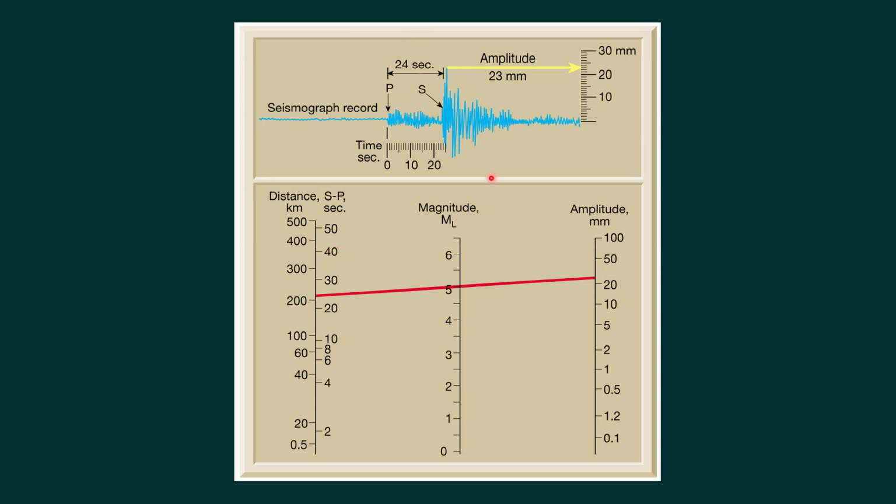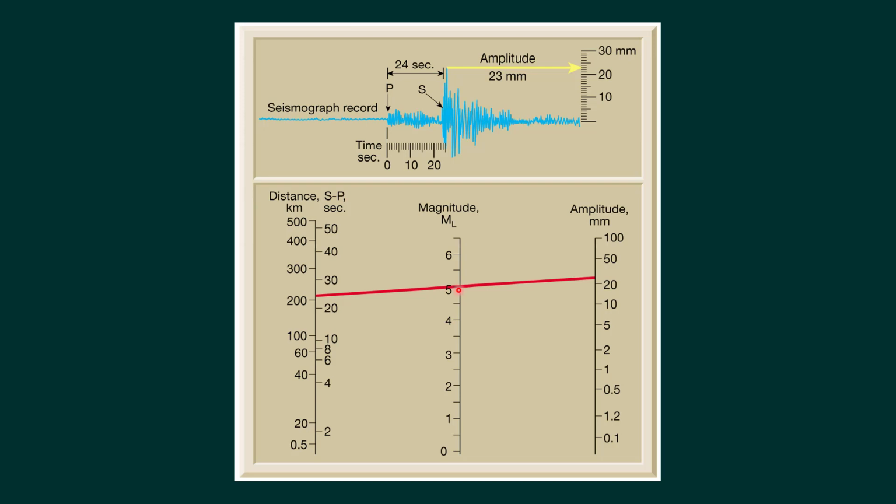So the magnitude is what you want to know, right? If I lay a straight edge, with one end over here on the amplitude, in this case 23 millimeters, so that's at 23. And then I lay the other end of the straight edge over here at the travel time difference, and that's 24, so 20, 30, so 24 is right about there. That line will cross that center line at the Richter magnitude, in this case 5. And so if I have an earthquake that has a 24-second difference between P and S wave and an amplitude of 23 millimeters, its magnitude is 5, right? And so you can do that.